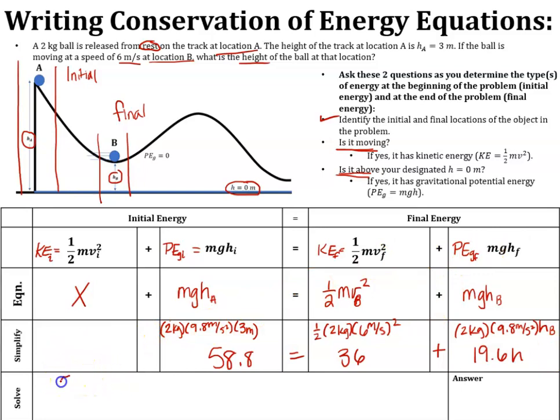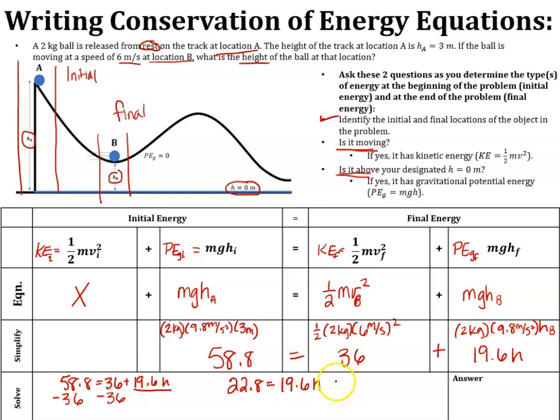Under the solve, I'm going to go ahead and write that down. I have 58.8 is equal to 36 plus 19.6h. Now we're going to solve this just like any algebraic equation. First, I need to isolate the term that has my variable in it, which means I have 19.6h plus 36. To get rid of the 36, I'm going to do the opposite of adding, and I'm going to subtract it from both sides. And that is going to give me 22.8.